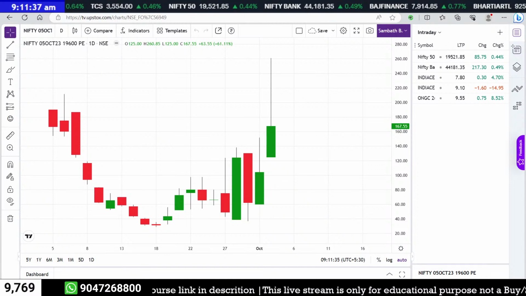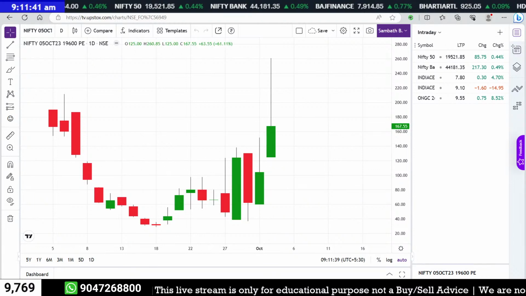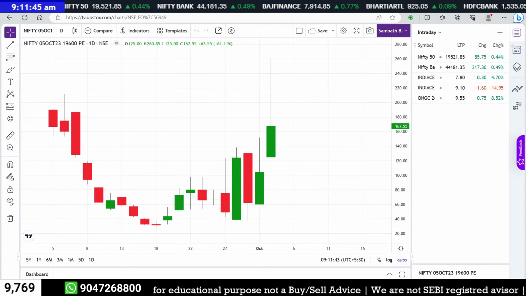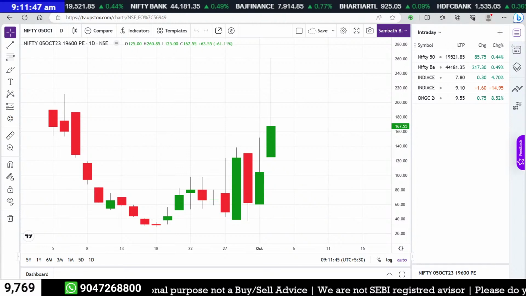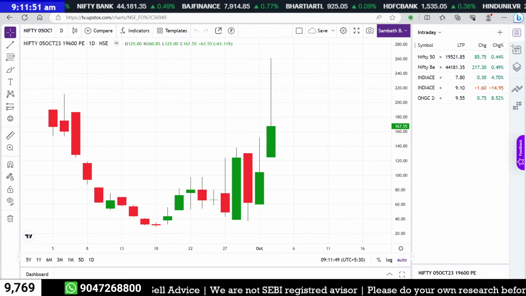We are using our Google Sheet to find positional opportunities and also intraday ones. It is a new sheet which we have added on our intraday sheet. It is working based on some indicators.